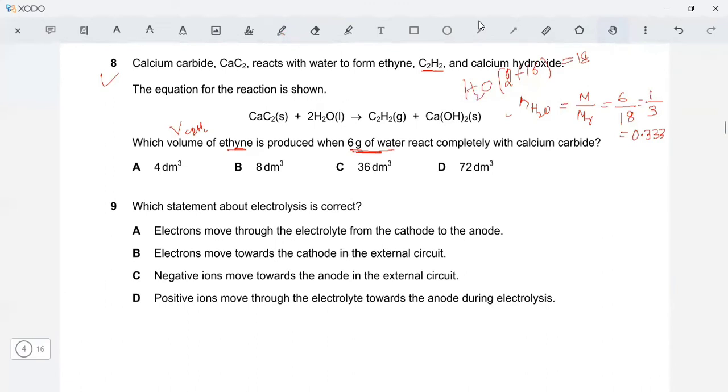First step, you've done it. Now, a very interesting thing is that, as you got the number of moles of water, you can have a comparison in terms of the mole numbers. Here you just have to compare the moles between the water and ethane. Here we have 1 mole of calcium carbide reacting with 2 moles of water, forming 1 mole of ethane and 1 mole of calcium hydroxide. That means 2 moles of water is equivalent to 1 mole of ethane. Understand? So the mole ratio is 2 and 1.